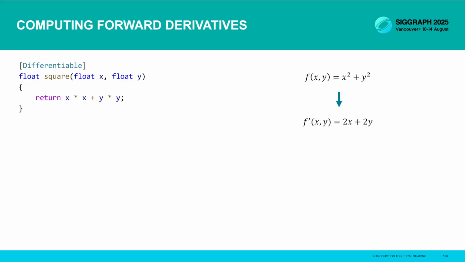First, let's talk about forward gradient propagation. In simplest words, forward differentiation is the process of finding the derivative of a function, exactly as what we learned in high school. In this case, the derivative of the square function is 2x plus 2y. In Slang, we generalize this a bit further, so the forward derivative function will take parameters x, y, and additionally the gradient values dx and dy, and returns 2x dx plus 2y dy. You may wonder, what exactly are dx and dy here?